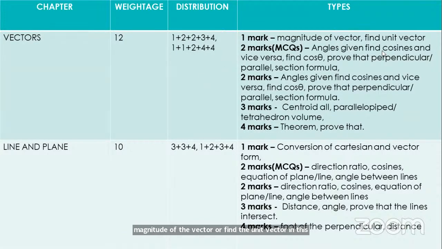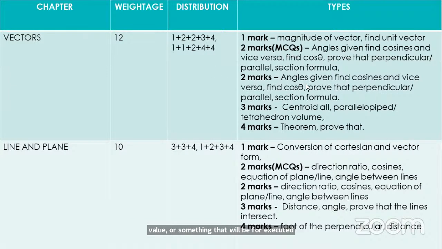For 2 marks, it is MCQ type here. So angle of cosines, or find the cos theta value also, and perpendicular parallel conditions. These are all the things in 2 marks questions will be there. They will give the condition and they will ask some k value or something. That will be for MCQ type.